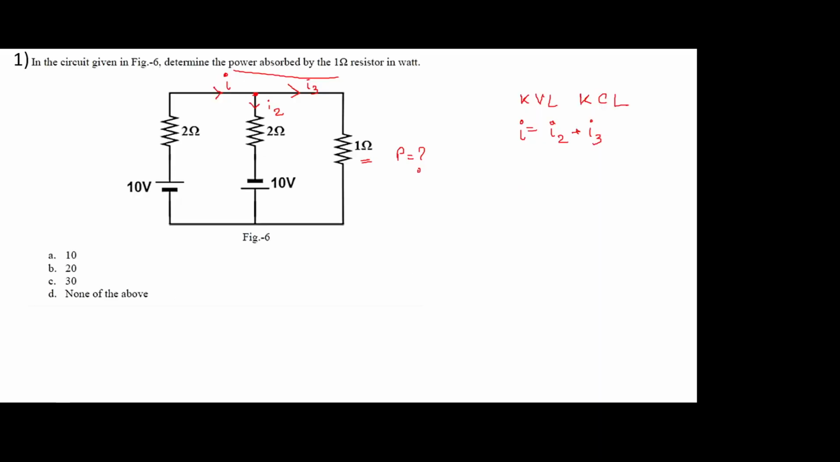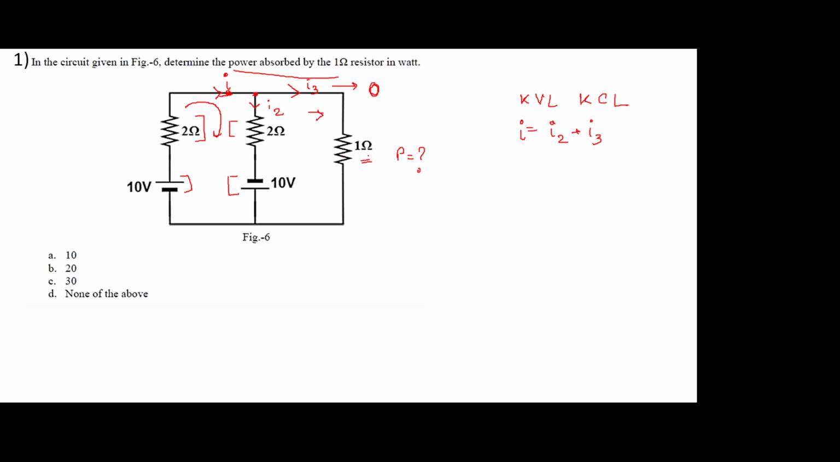So if you calculate it properly, the value of I3 comes out to be 0. Intuitively, if you look at this circuit, there is a 10-volt battery connected across a 2 ohm resistance, right? Similarly, in this branch itself, we have a 2 ohm resistance with a 10-volt battery connected across it. So whatever current is coming out of here goes through it, and no current is going through this particular branch.